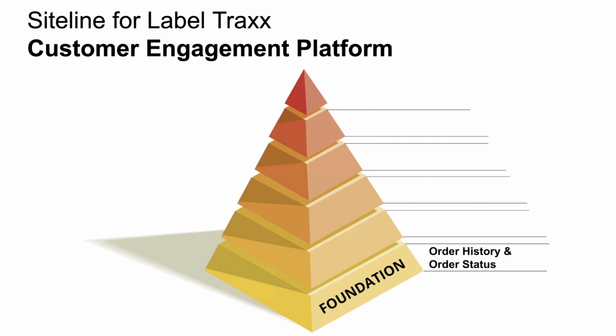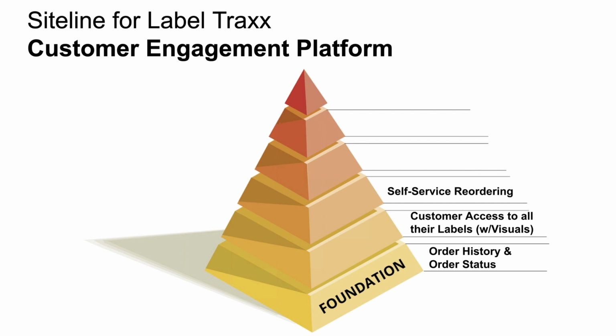So the Siteline for Label Traxx customer engagement platform, this has been our vision all along, is that we would build the foundation of just giving customers access to order history and order status, because everybody who does business today in 2020 is expecting to be able to look up orders they've placed in the past. And so the important part about Siteline for Label Traxx, it's not order history of what you've placed through Siteline, it's order history from Label Traxx, so we can go back as far as 2 years for a customer. The customer has access to all their labels with visuals, so the images and all the custom product data and stock product data coming from Label Traxx.